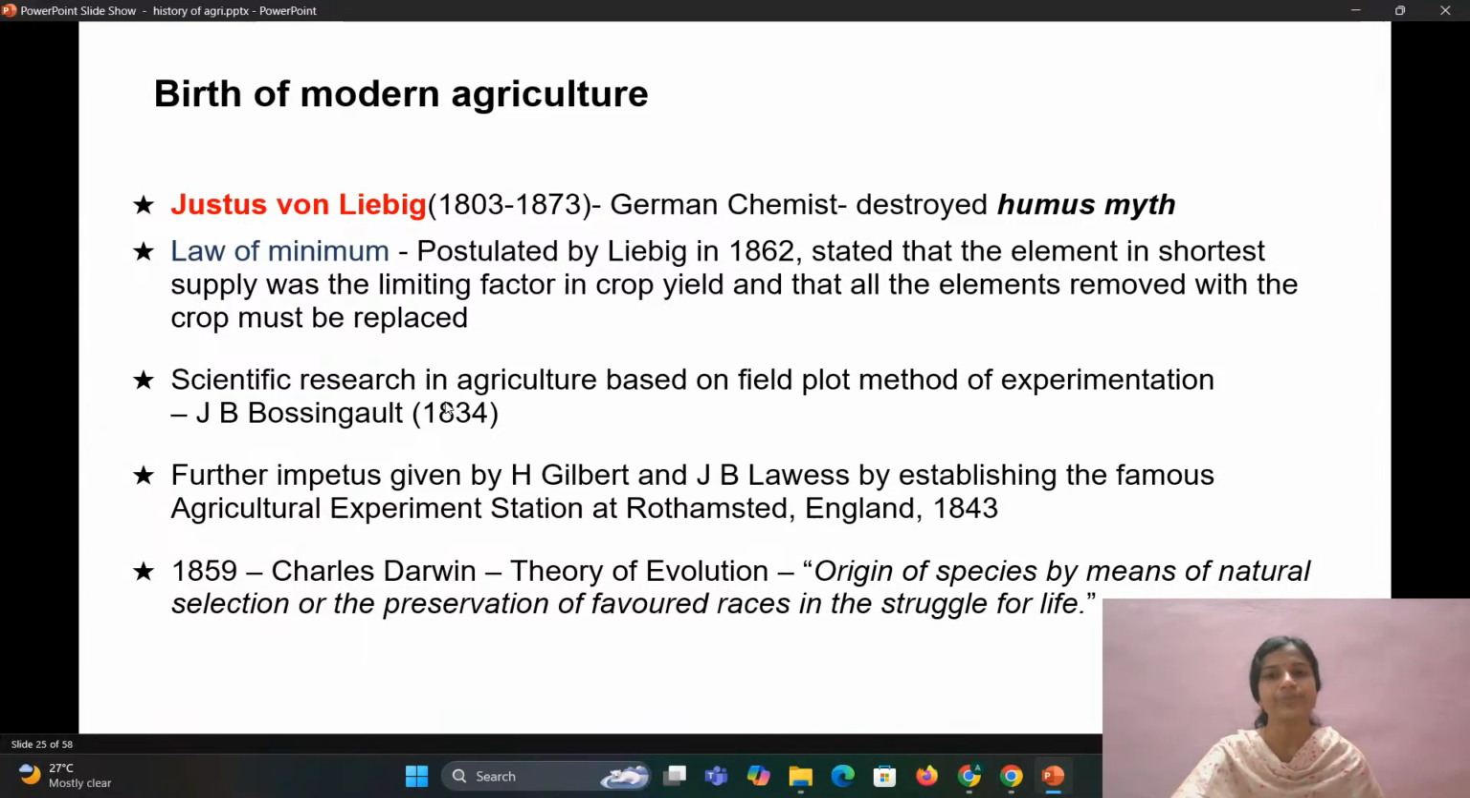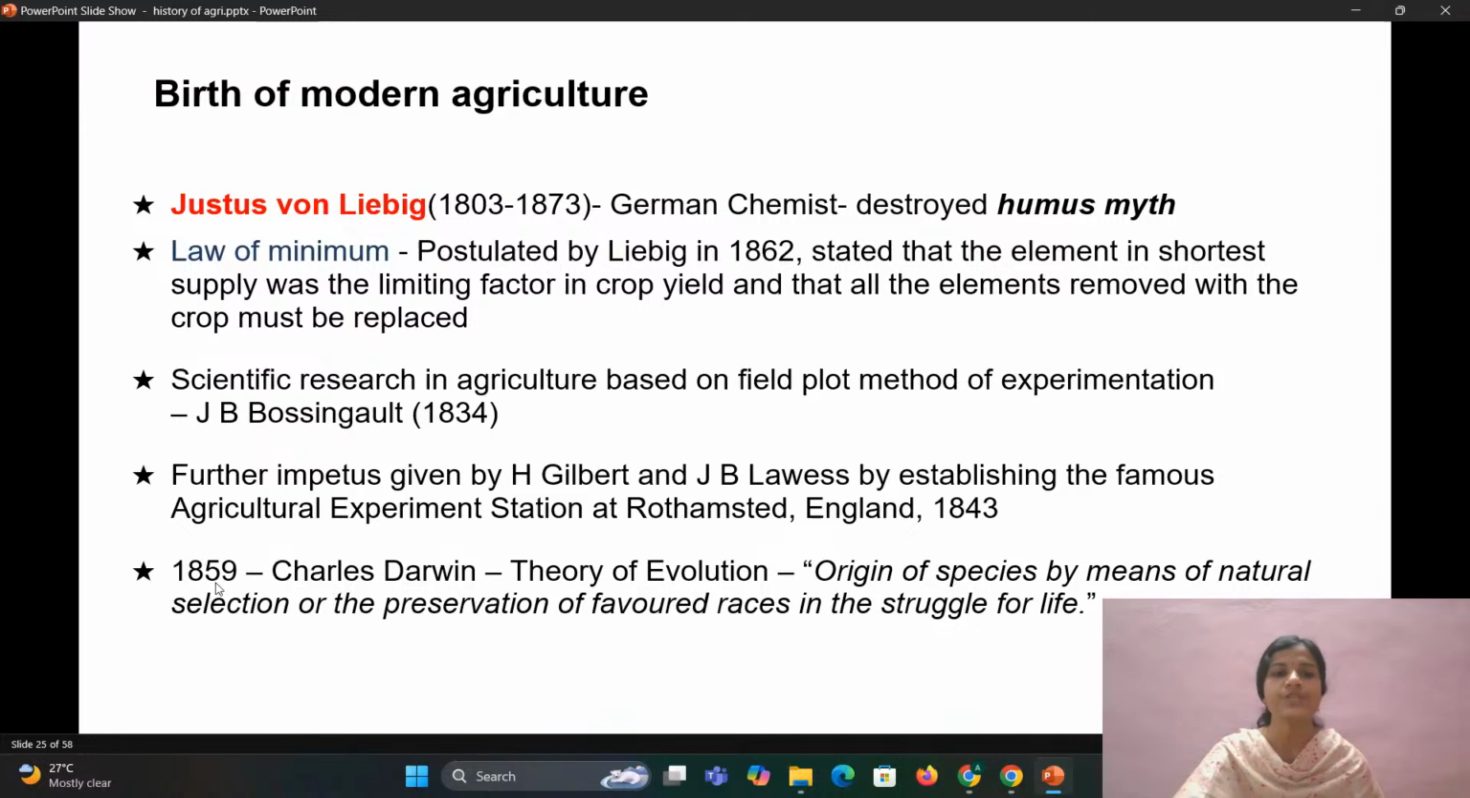Then the scientific method of field plot experiments, that is, growing crops in fields, and statistical analysis and all were developed. Such methods were developed with the field plot method of experimentation by the scientist J.B. Boussingault. J.B. Boussingault is regarded as the father of field plot techniques. Scientific research in agriculture was started after J.B. Boussingault with the various field plot methods of experiments laid by him, and this was further improved by Gilbert and Lawes by establishing the famous agricultural experiment station at Rothamsted in England.